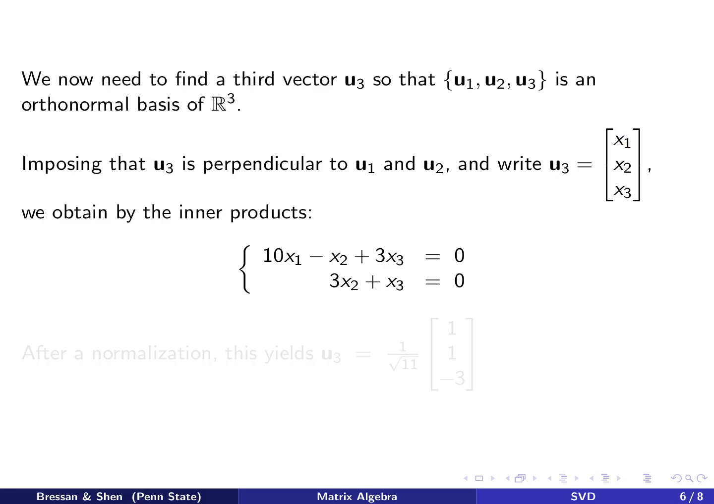Let's write u3 to be x1, x2, x3, and then you can compute u3 dot u1, which gives you this number, and it shall be 0. And then u3 dot u2, the inner product between these two, shall be 0. And then we have two equations. So you can find a non-zero solution for that, and then you can normalize it to make the norm 1, and then you'll get a u3, which is this expression here, and you see that the length of this vector is 1.